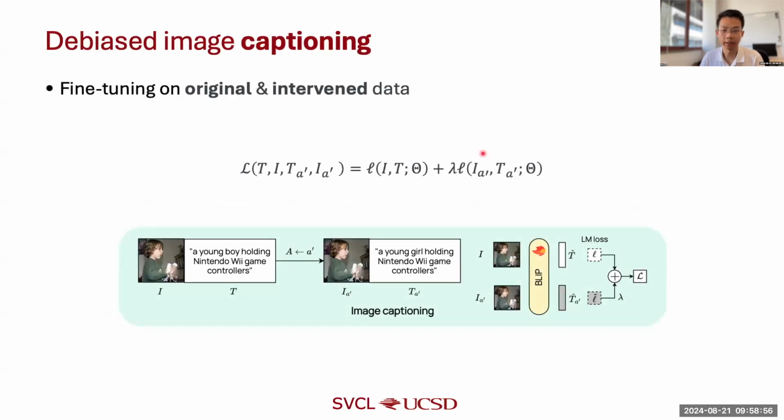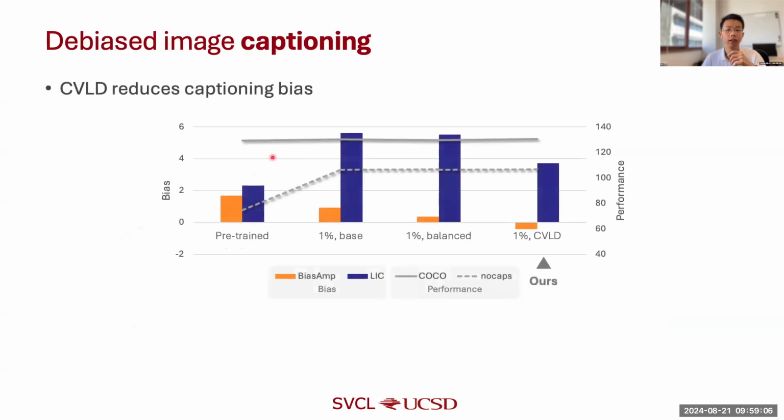The very same idea applies to image captioning, where we augmented the original language modeling objective with an extra loss on the counterfactual image-text pairs. In this case, we used the COCO dataset for adaptation, and we only used 1% of the training set, because again, we're more interested in a low-resource adaptation setting. Again, we find that counterfactual debiasing here reduces the bias of captioning as measured by bias amplification and leakage metrics compared to naive adaptation.